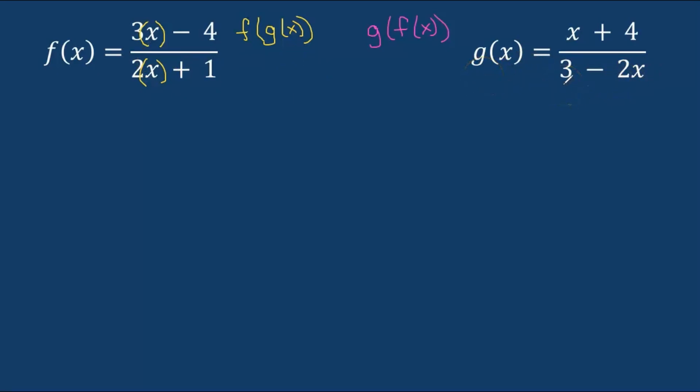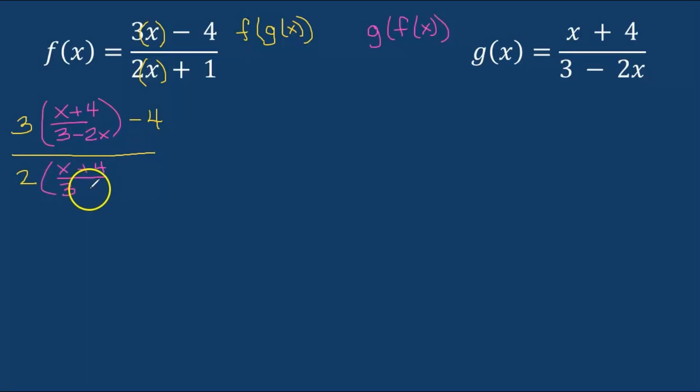plug it in. So I have a 3, and in parentheses, my g of x is x plus 4 over 3 minus 2x. On the top, this is minus 4 over 2, and I'm plugging in exactly the same thing on the bottom. And this is plus 1.